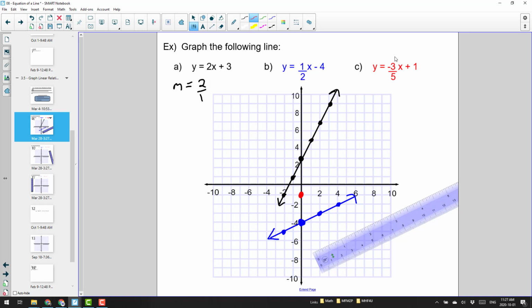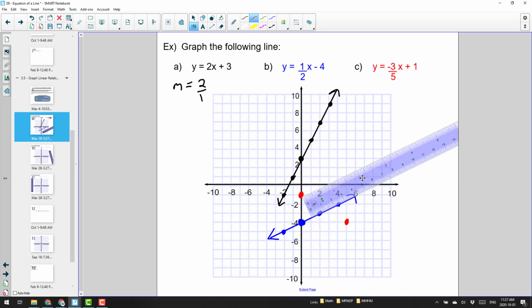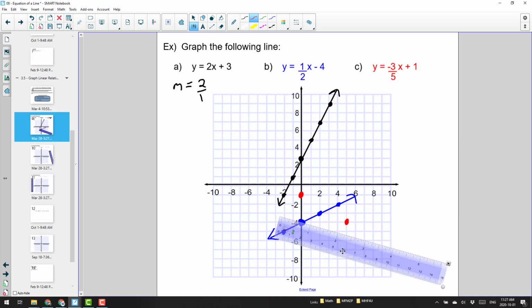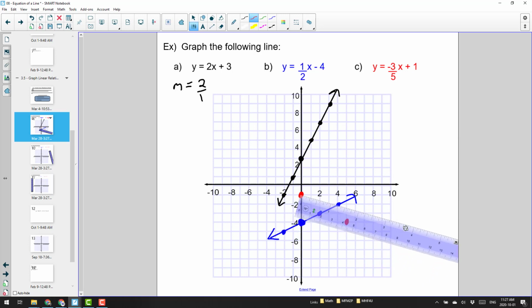Now be careful here because my slope is negative. So my rise is -3, which means I'm going to go down 3, and my run is 5. So I'm going to go down 3 and over 5. And there's my second point. Again, you can make more points if you want. You can go in the other direction, but as long as you have 2 points, that's enough to get a nice straight line.